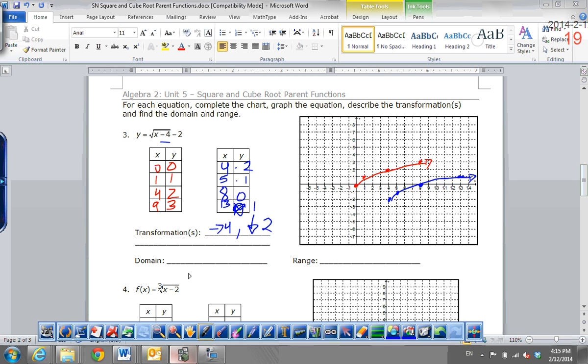Alrighty. Domain is going to be everything bigger than or equal to positive 4. And my range is everything bigger than or equal to negative 2.